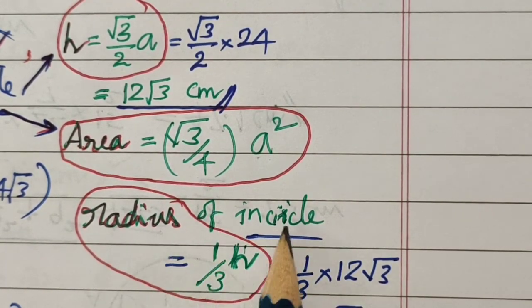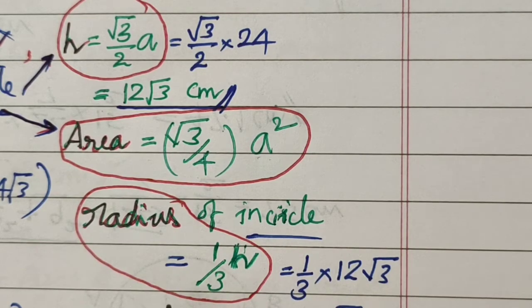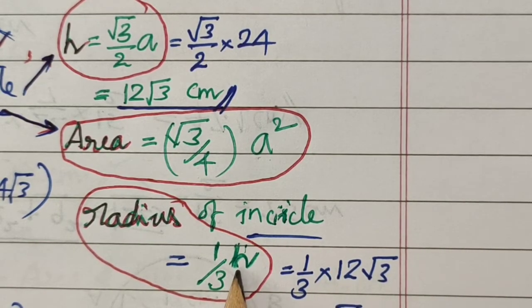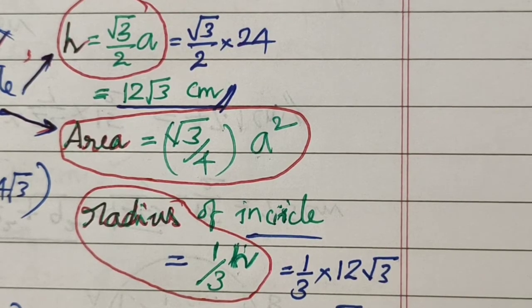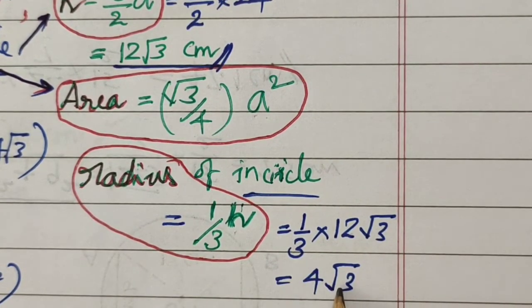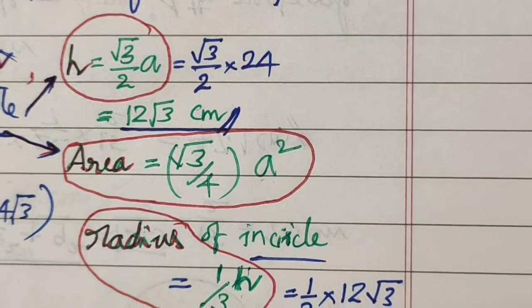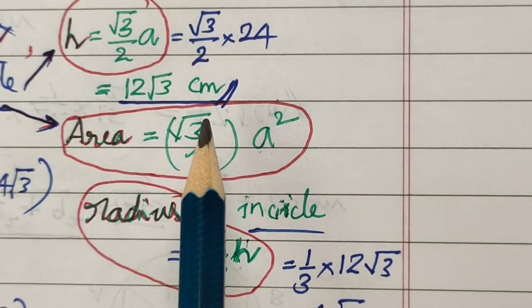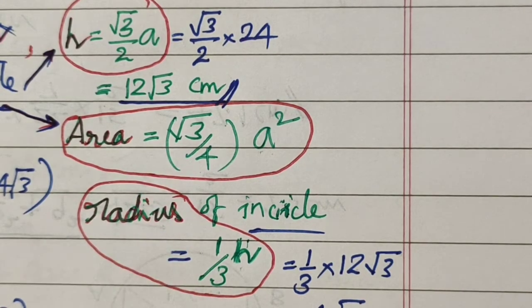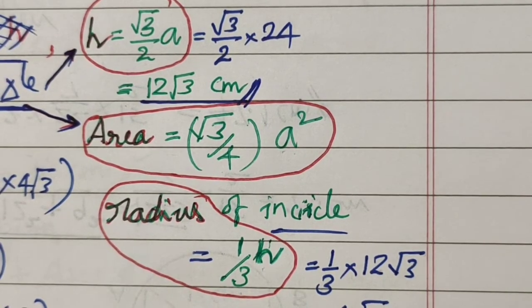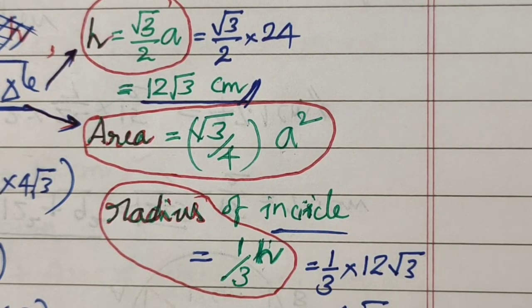Then the radius of the incircle inside the equilateral triangle is given by 1/3 of h. Then 1/3 of 12 root 3 is equal to 4 root 3. This is the radius of the circle. By using these values, we can find the area of the shaded region. Area of the shaded region is equal to the area of triangle ABC.